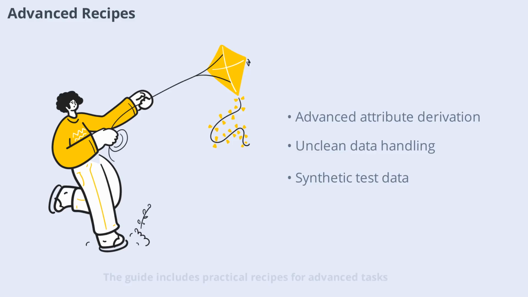The guide includes practical recipes for advanced tasks, such as deriving additional attributes, working with unclean data, handling generic graph topologies, and creating synthetic test data. These examples help you tackle real-world challenges and make the most of SAP HANA's hierarchy features.